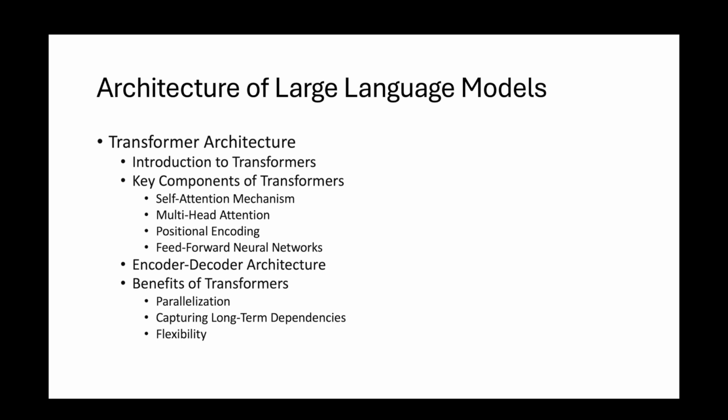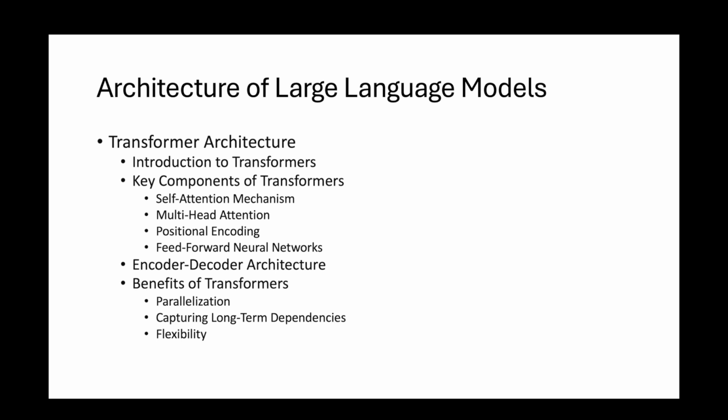Transformers are a type of deep learning architecture introduced in the paper Attention Is All You Need by Vaswani et al., 2017. They have become the backbone of many state-of-the-art models in natural language processing, including large language models (LLMs) like GPT and BERT. Key components of transformers.